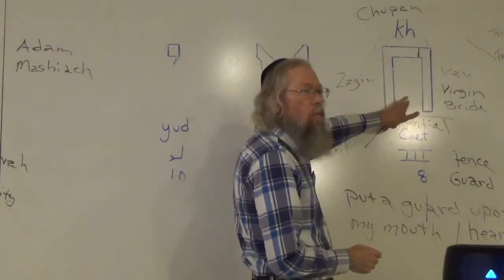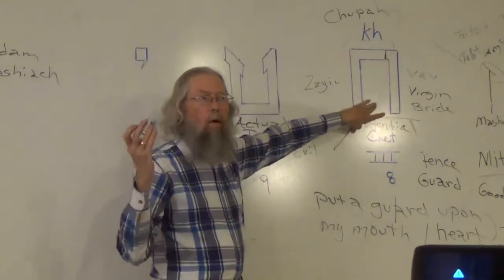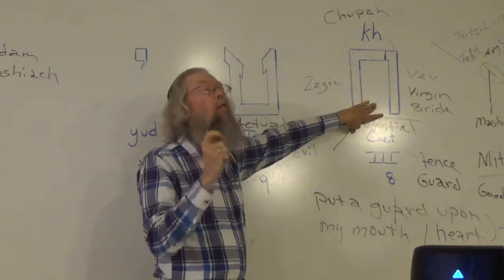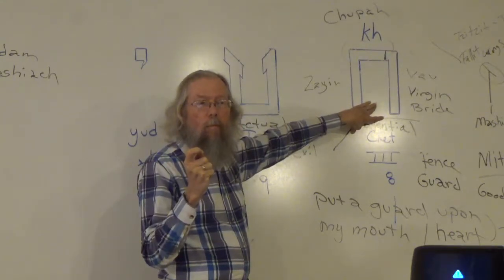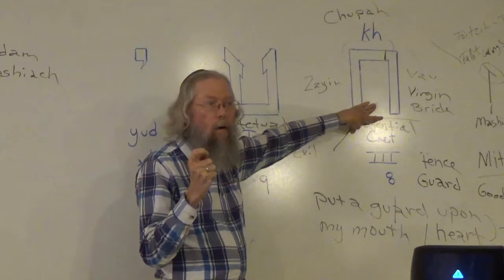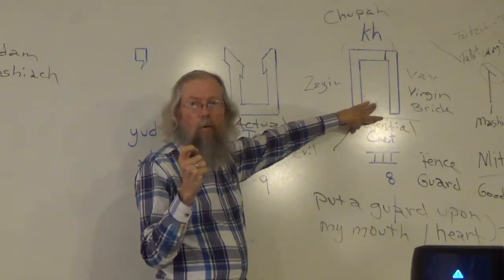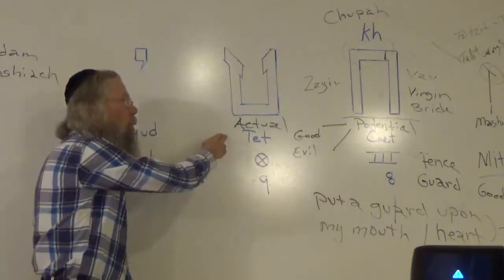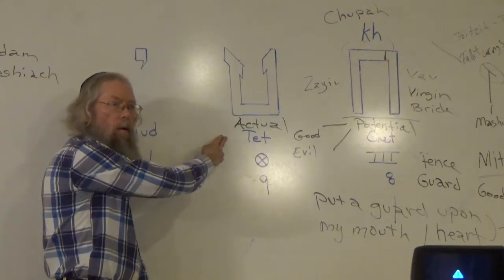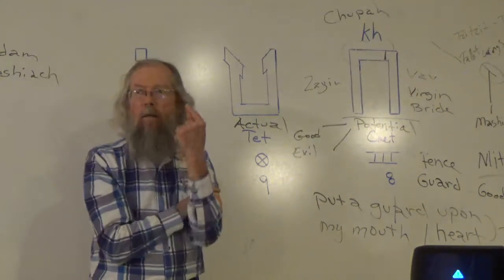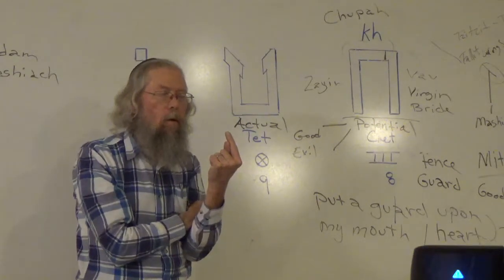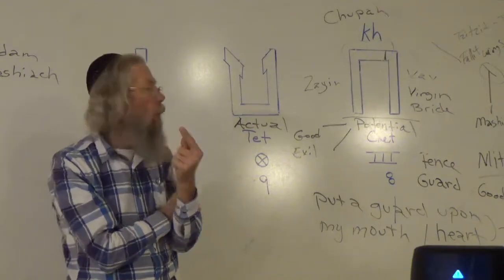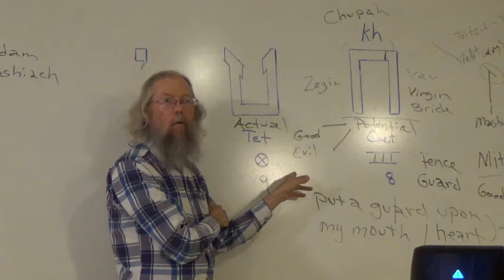So this is the potential. As I shared with you last week, every woman has the potential for a child, even if her womb is closed, i.e. Sarah. What we're waiting on is the actuality of it. Every person has the potential to do good. But what is the actuality? Because the truth is, every person also has the potential to do evil.